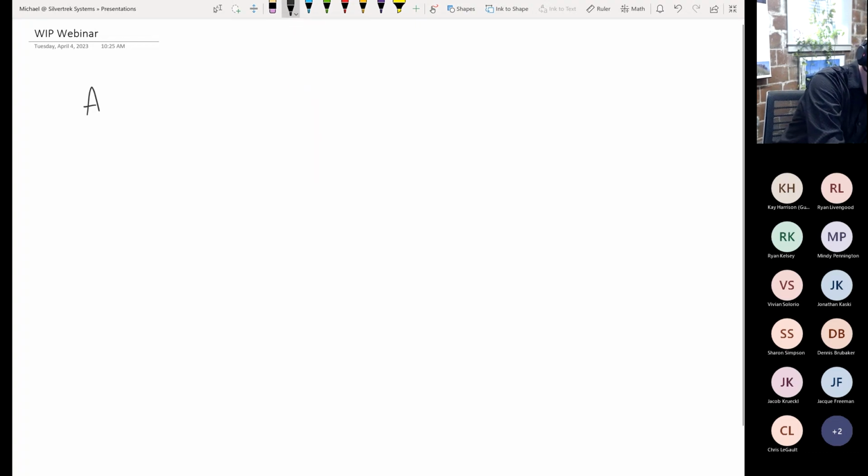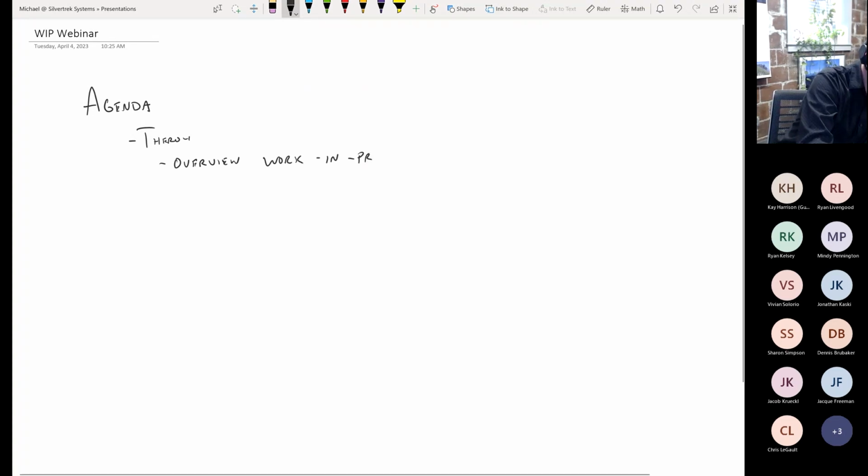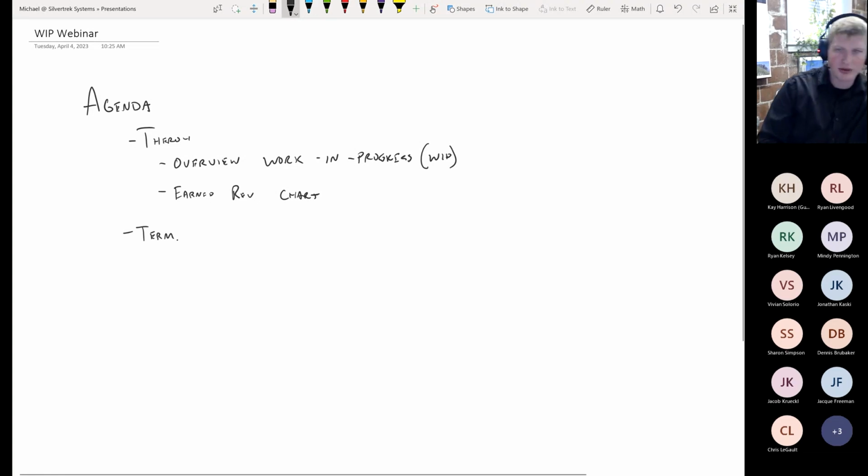The first thing we're going to do is go through the theory itself, which includes an overview of the work in progress, which I call WIP without the H. We're also going to do an earned revenue chart. After that, we're going to go through some of the basic terminology of work in progress and exactly how that works.